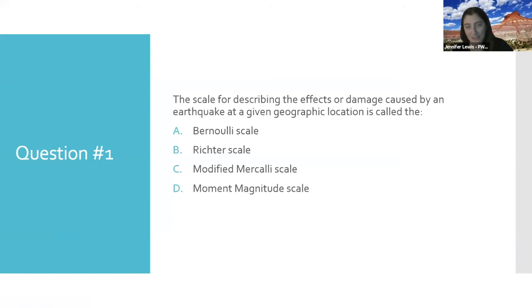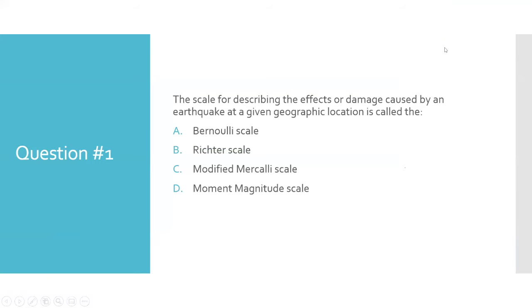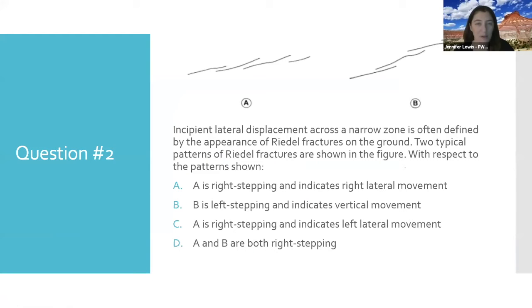All right, the answer to this is C, Modified Mercalli scale. Yeah, Davis talked about that. Okay, the next question, number 2, we have a little figure that goes along with this, A and B.